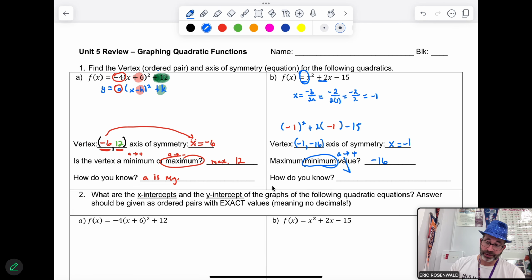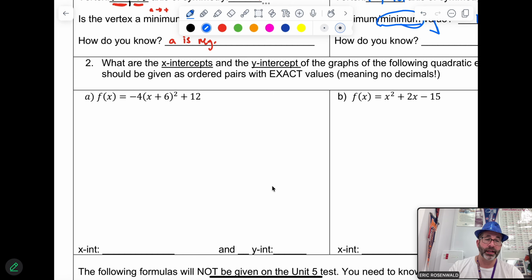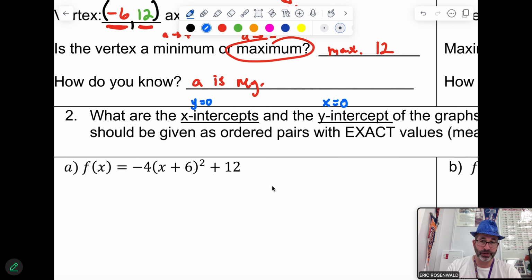Okay? All right, let's take a look at number 2. This one, what we're doing is finding the x and the y intercepts. So to find the x-intercept, remember what we do is we set y equal to 0, and to find the y-intercept, we set x equal to 0. So we just always do the opposites with the intercepts.